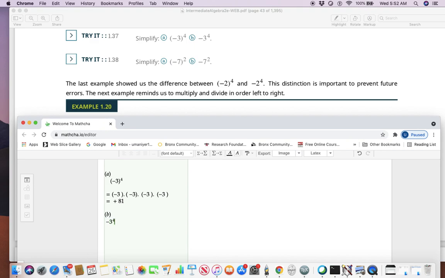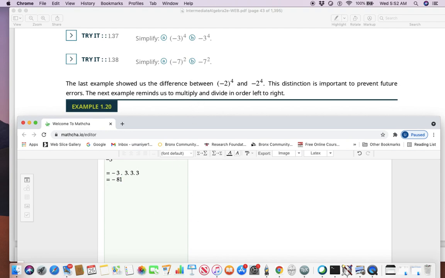Negative 3 power 4. This is, well, power applies to 3 alone because 3 is closest to 4. So only 3 repeats. Overall negative. 3 times 3 is 9, times 3 is 27, times 3 is 81.